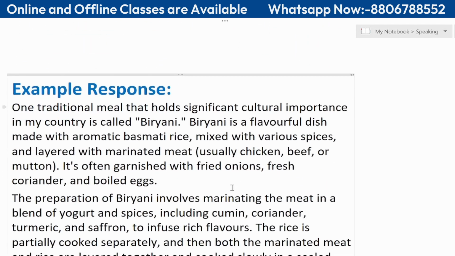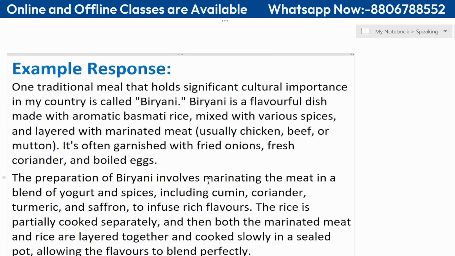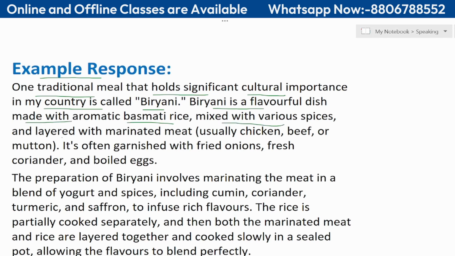Now let us see what can be an example response to this particular question. One traditional meal that holds significant cultural importance in my country is called biryani. Biryani is a flavorful dish made with aromatic basmati rice mixed with various spices and layered with marinated meat, usually chicken, beef, or mutton. It's often garnished with fried onions, fresh coriander, and boiled eggs.